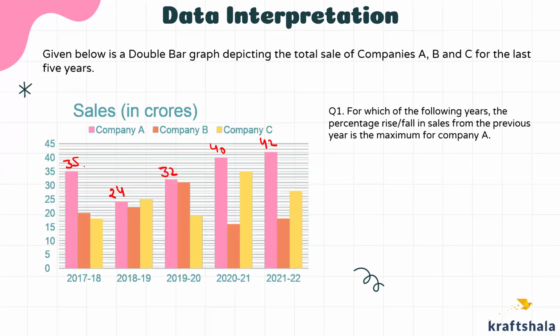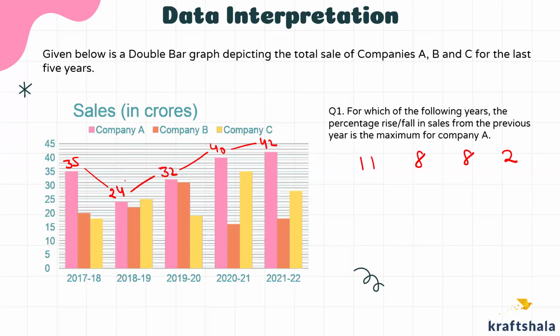Anyways, first, before finding the percentage, let's find the absolute maximum. So 35 to 24, that is 11. Now this is 8, this is 8, and this is 2. So if I talk about absolute maximum, that is in 2018 to 19, but the question is asking percentage, so it might differ as well.